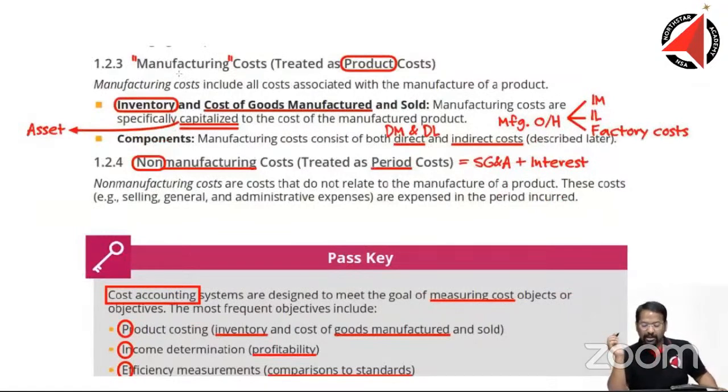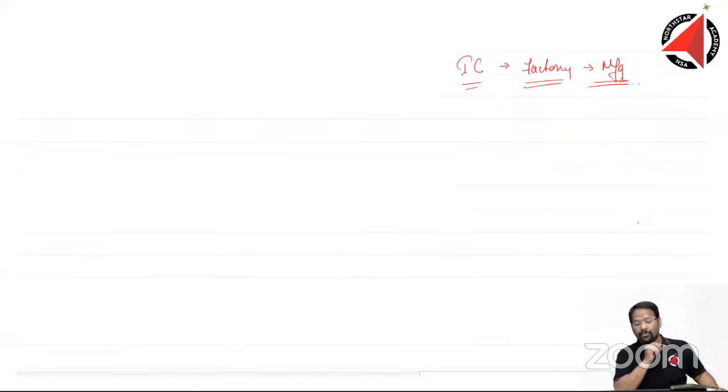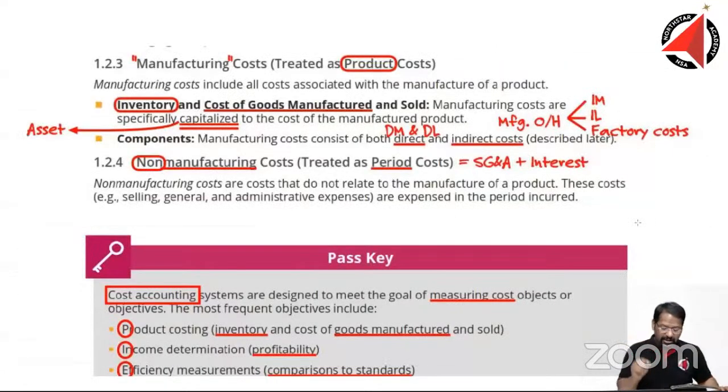What are product costs then? Product costs are direct material, direct labor, and factory overheads. What are factory overheads? Basically, indirect costs which are incurred inside the factory, which are related to manufacturing. Those are the costs which are treated as product cost.